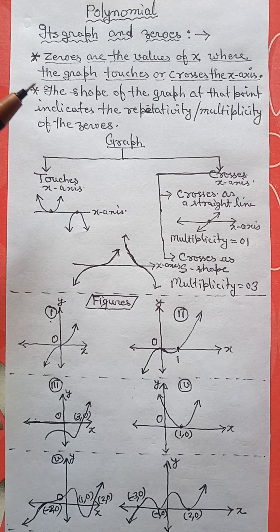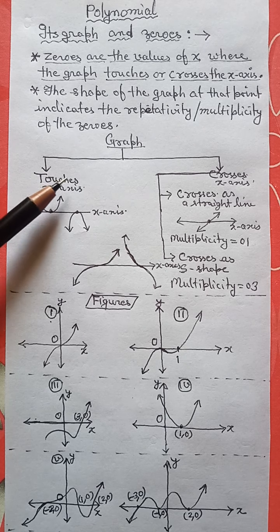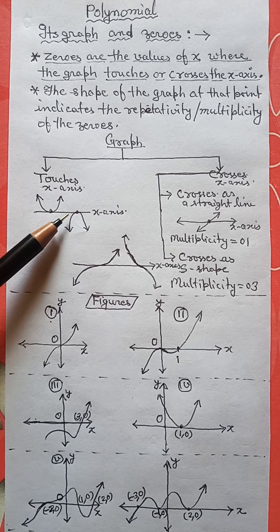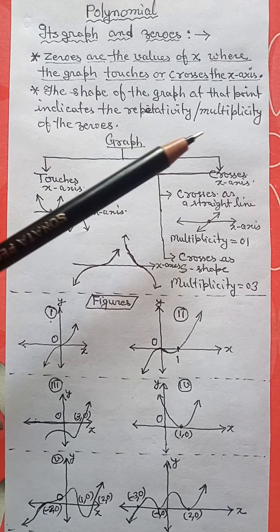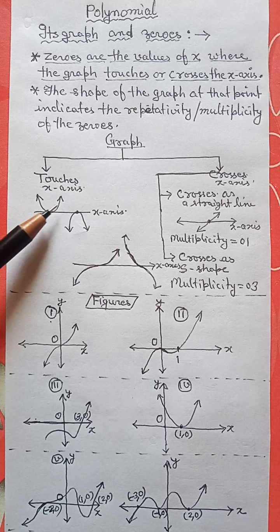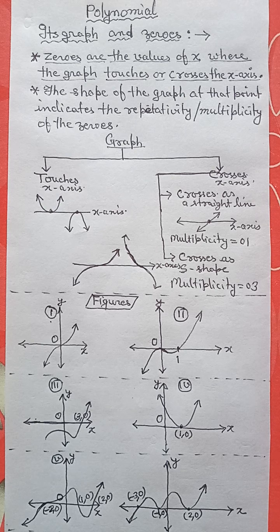Now let us have an overview of the different cases. Here is the graph. The graph either touches the x-axis in this way. This is touching. This is also touching the x-axis, or it crosses the x-axis. If it touches the x-axis, then these zeros, this zero and this zero, are repeated at least 2 times.